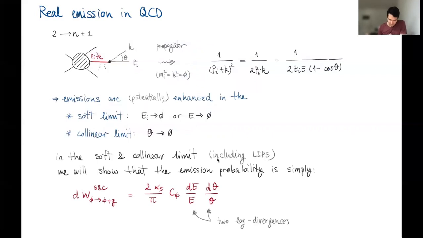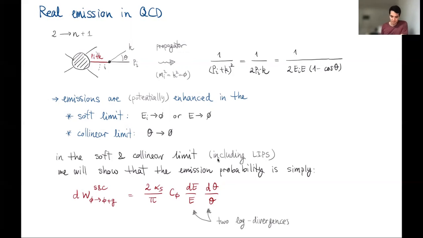Very well. If I do this more properly, and I will do this in the next lecture in much more detail, and also include the phase-space measure that is associated with the emission of this additional particle, and go into the very simple limit where the emission is both soft and collinear, so that's the simplest limit you can take, then you can show that the emission probability goes like dE over E and d theta over theta.